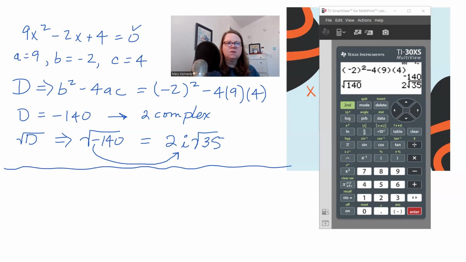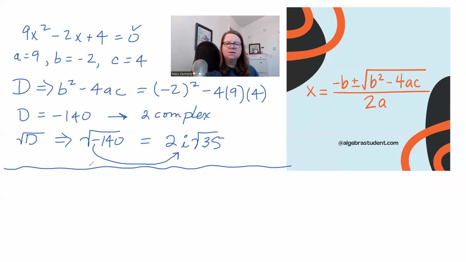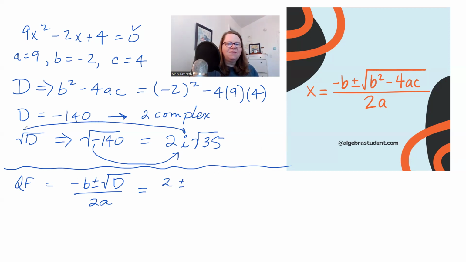And let me move this over. And let's do the quadratic formula. So it is -b plus or minus the square root of the discriminant over 2a. Remember, all of this is just the discriminant and it's the square root of that. So that makes this a lot simpler kind of equation to fill in. All right, -b. Well, b is -2. So -2 means that it's +2 plus or minus the square root of the discriminant we just found. It's 2i times the square root of 35 over 2a, and a is 9, so 2 times 9.